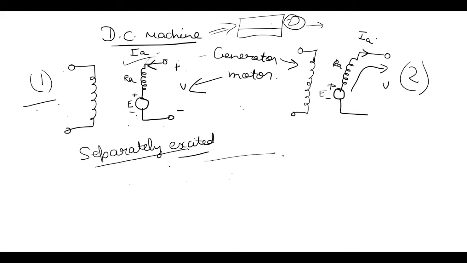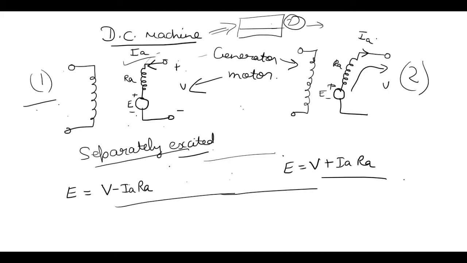So there is no difference except for the direction of armature current. In case of a DC motor, we write induced EMF E is equal to V minus Ia, the armature current, into Ra, the armature resistance. And in the generator case, we write E is equal to V plus IaRa. So this was very simple. You are just knowing your machine.